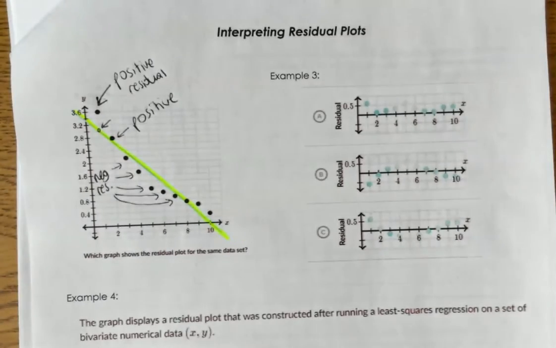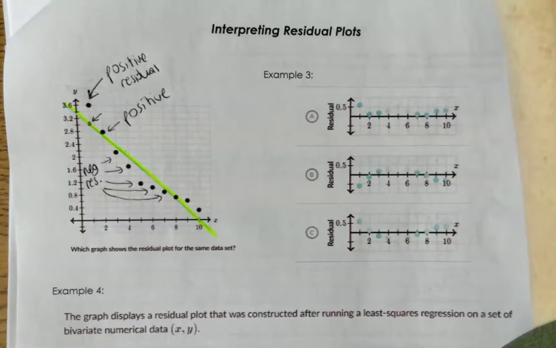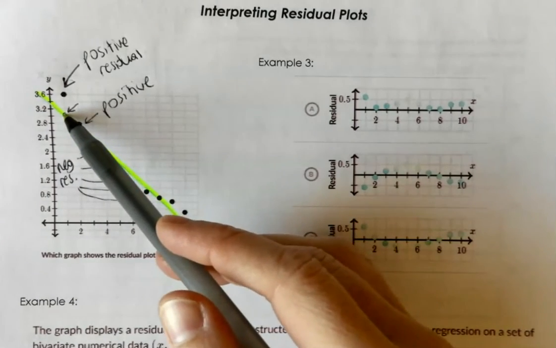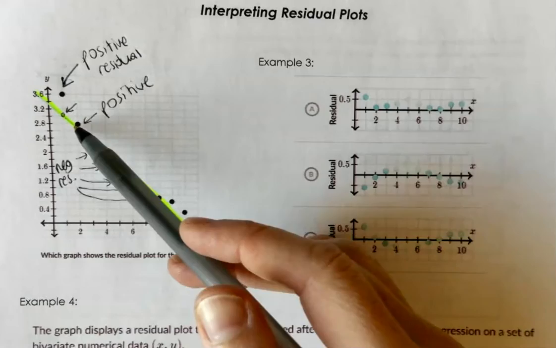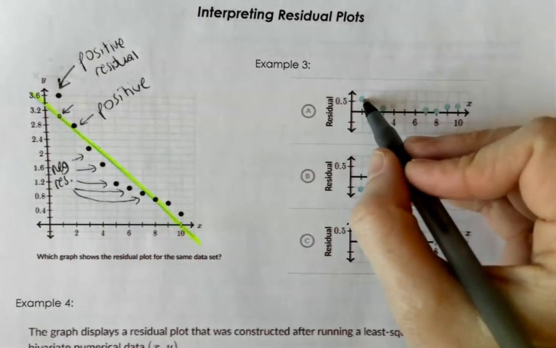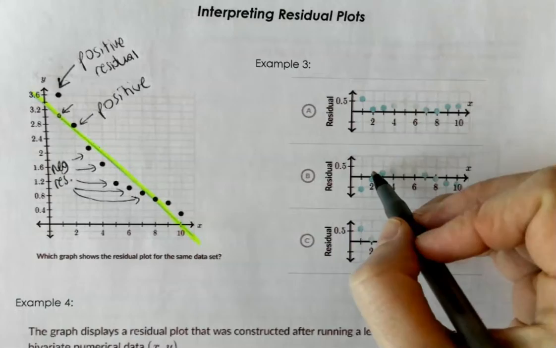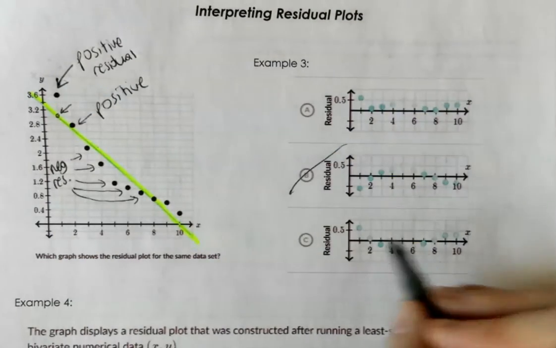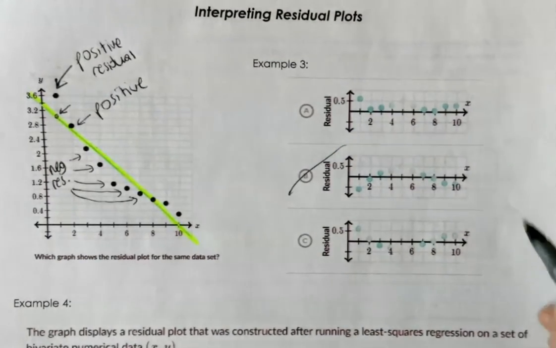All right, so let's take a look at the residual plots over here and see which one matches that. So it looks like I had a positive residual, one that's very close to 0, another positive, and then a bunch of negatives. So I start off here, I've got a positive residual here, got a negative here, so I can eliminate that because my first one is definitely positive, and then I've got another positive.